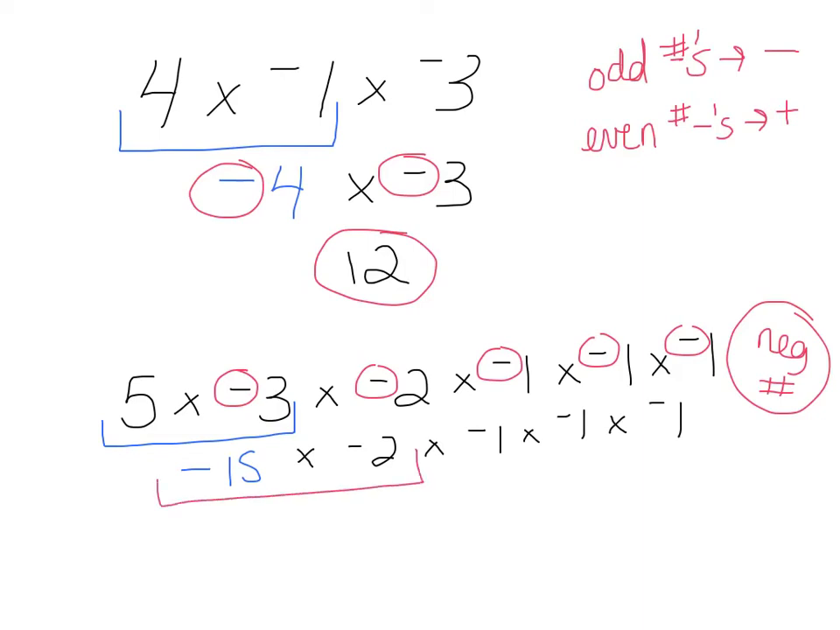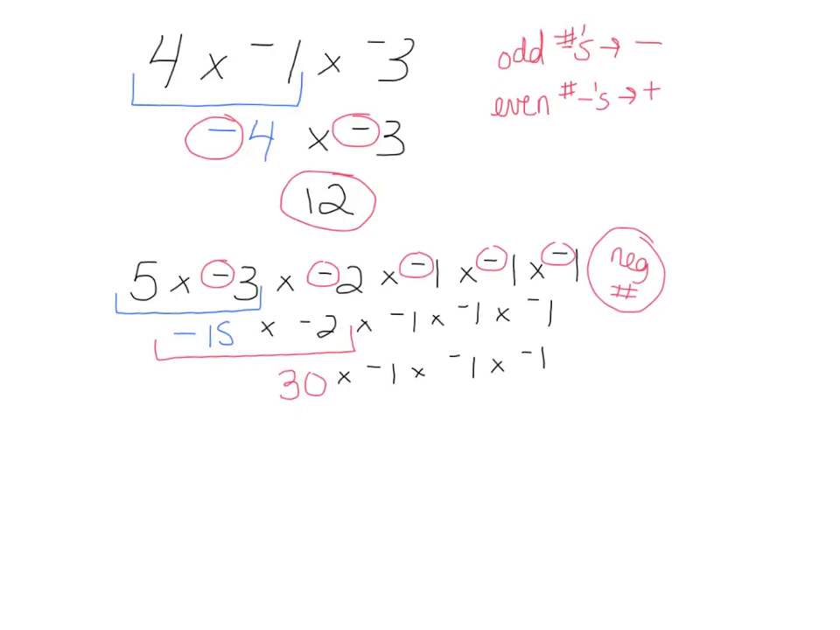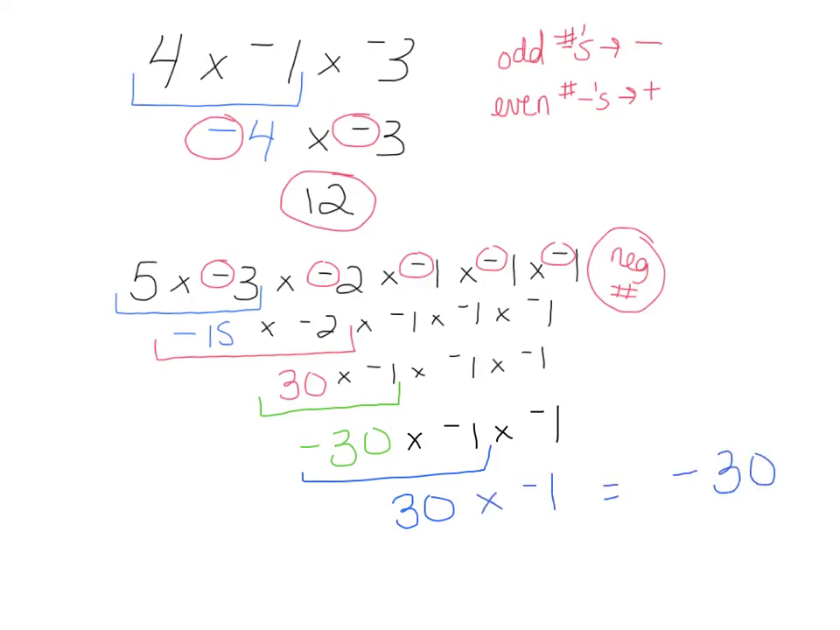Negative 15 times negative 2 is going to give me positive 30, times negative 1, times negative 1, times negative 1. Let me just go ahead and shrink this slightly, since I'm running out of room. Next step. 30 times negative 1 gives me negative 30. Multiply by negative 1, multiply by negative 1. I do negative 30 times negative 1, I get positive 30, and then multiply by negative 1 to give me my answer of negative 30.